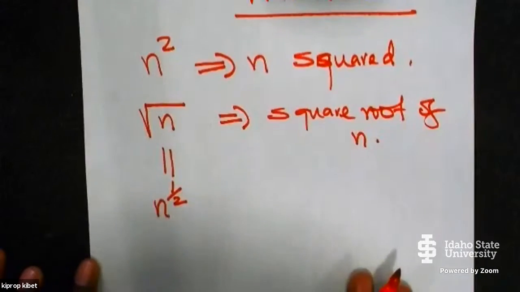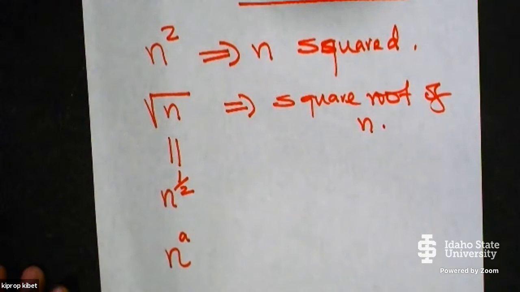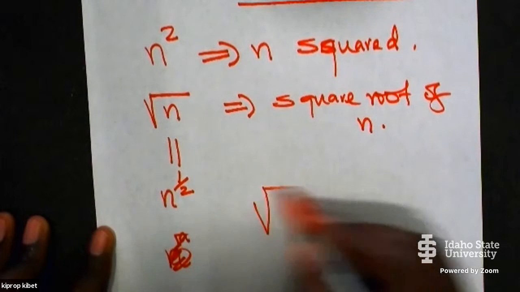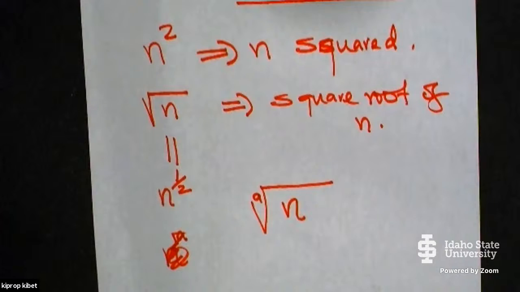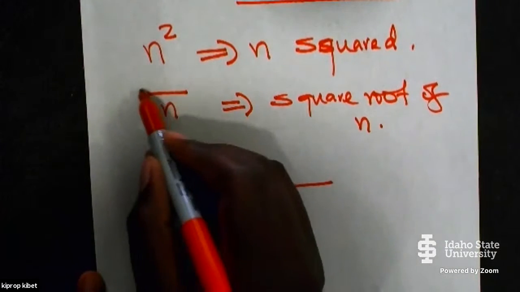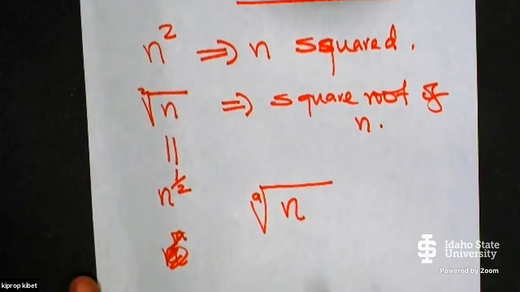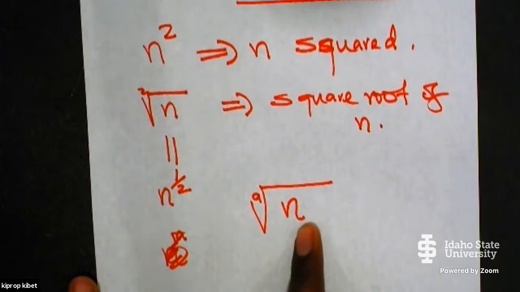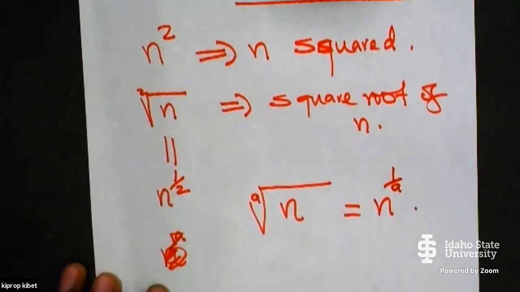If you're given n raised to, let's say, a, and maybe a there. This square root here is similar to 2. There is a 2 there that we usually ignore, so we just write the square root there. So this is the a-th root of n. This is similar to n raised to what? 1 over a. So it is similar to n raised to 1 all over a.